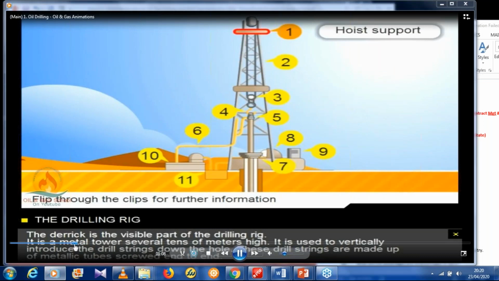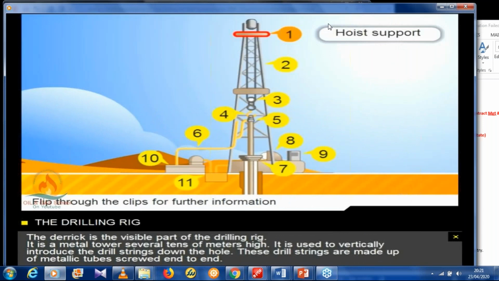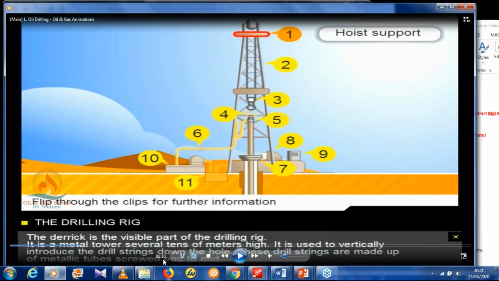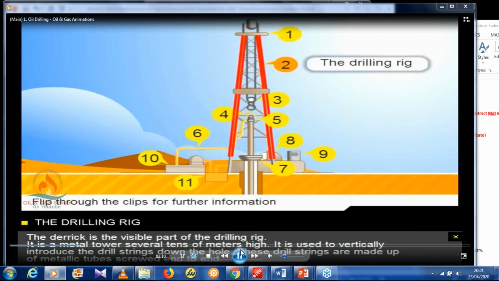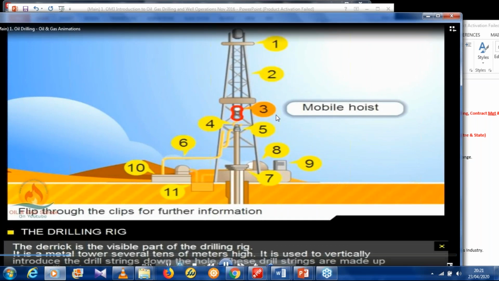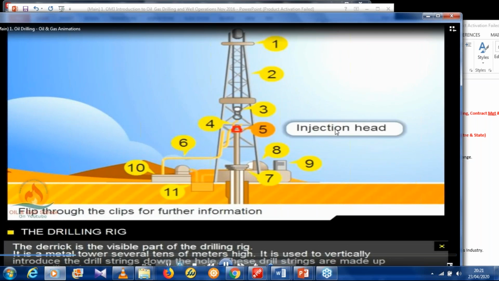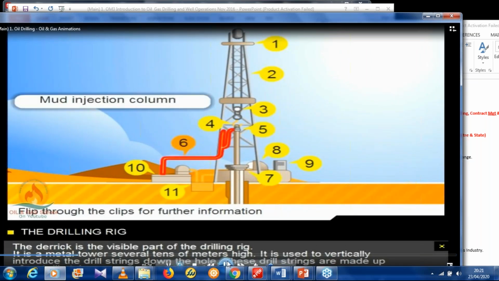The first one is the hoist support, and the hoist support is what you see up there. Labeling quickly, we have the mobile hoist. We have the hoist support, the mobile hoist. Then we have the hook that is just beneath the mobile hoist. The injection head. Then you have the mud injection column. The mud injection column is gotten from this point to that. So this red line is the mud injection column.